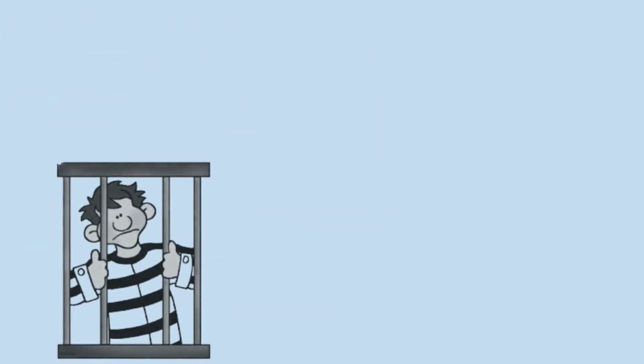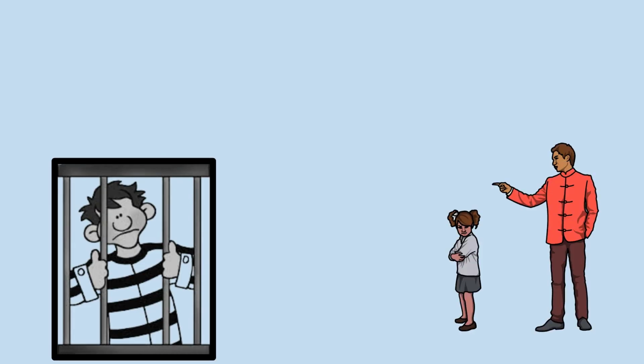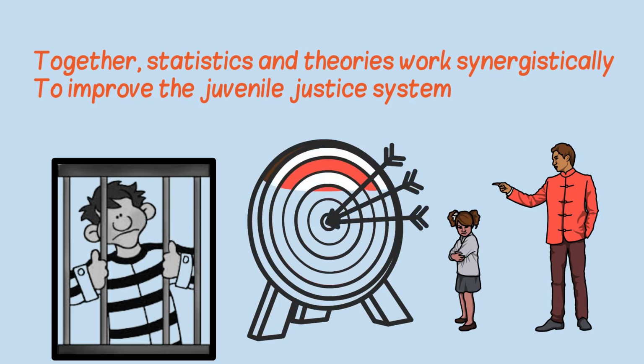Labeling theory highlights how societal labels, such as being branded as a juvenile delinquent, can reinforce negative behavior and perpetuate cycles of criminality. Together, statistics and theories work synergistically to improve the juvenile justice system. Statistics validate or challenge theoretical perspectives, ensuring approaches are grounded in real-world evidence.